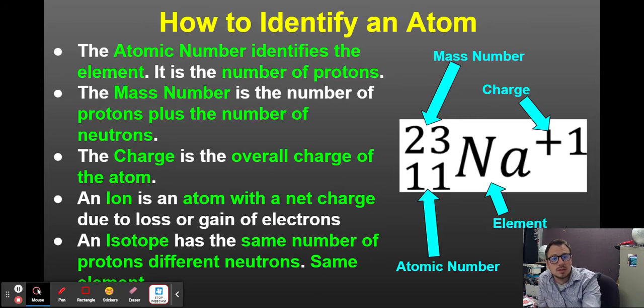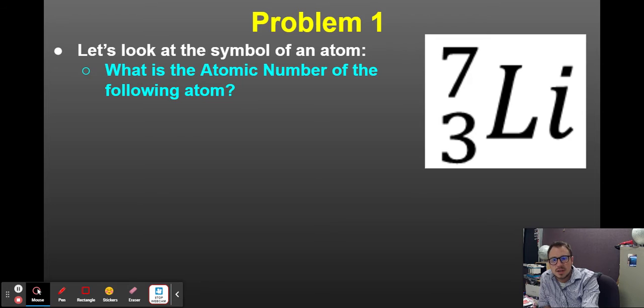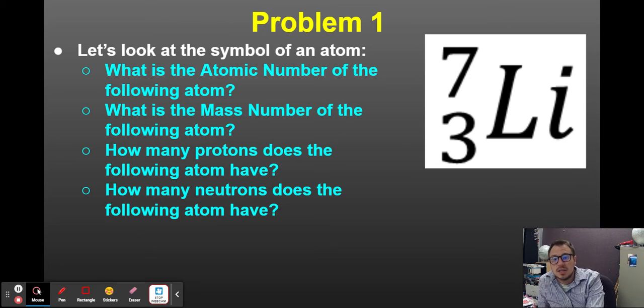It's the same element, though. So let's go over some problems here, right? So let's look at lithium. Now, the atomic number is going to be 3. That's the bottom one. Now, the mass number is going to be 7. Now, this atom is going to have 3 protons. That's the atomic number. It tells me how many protons it has. It tells me what element it is.